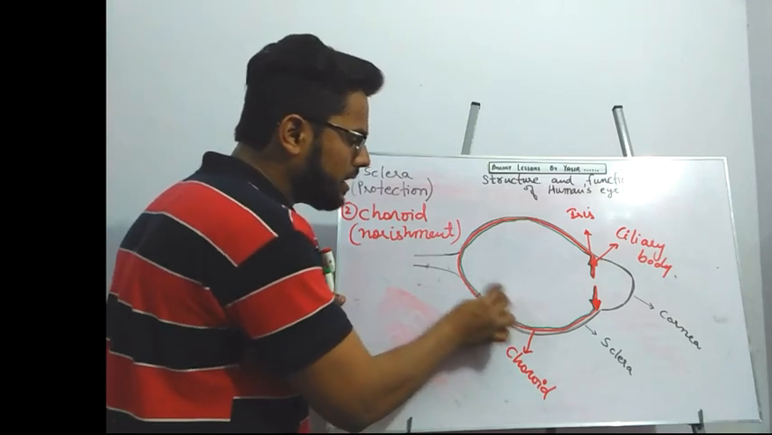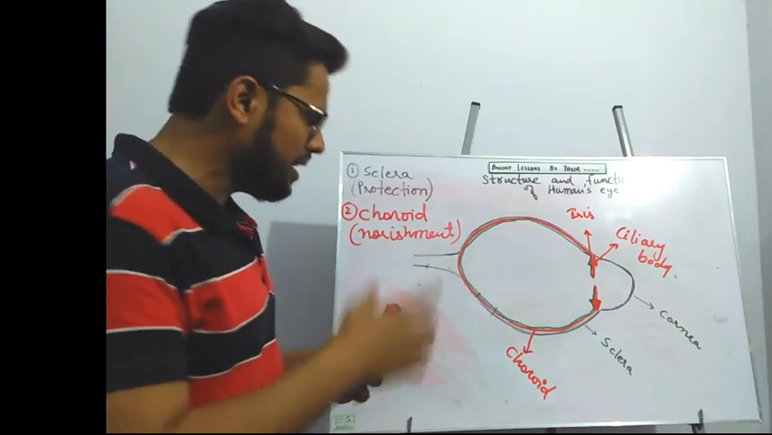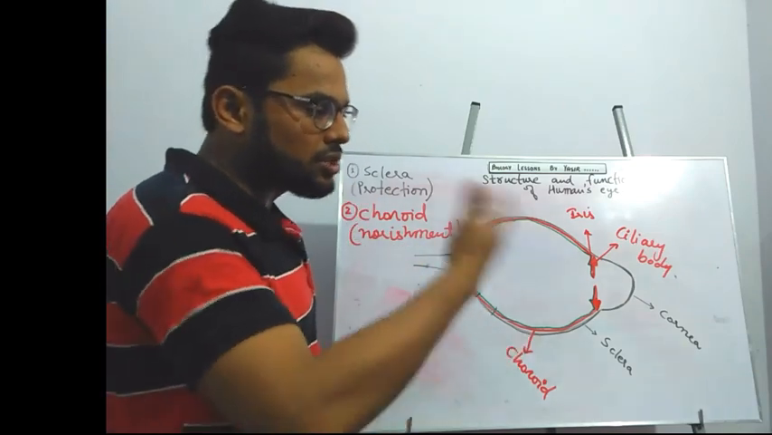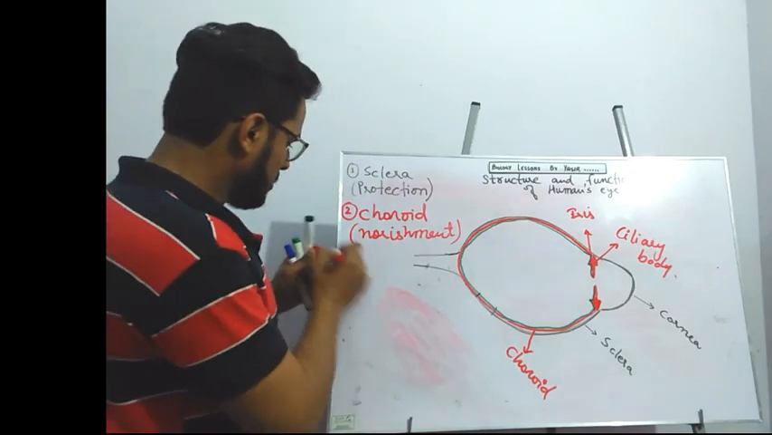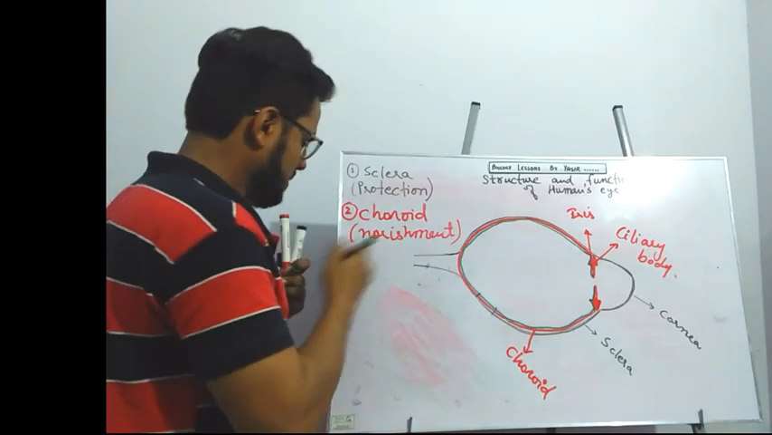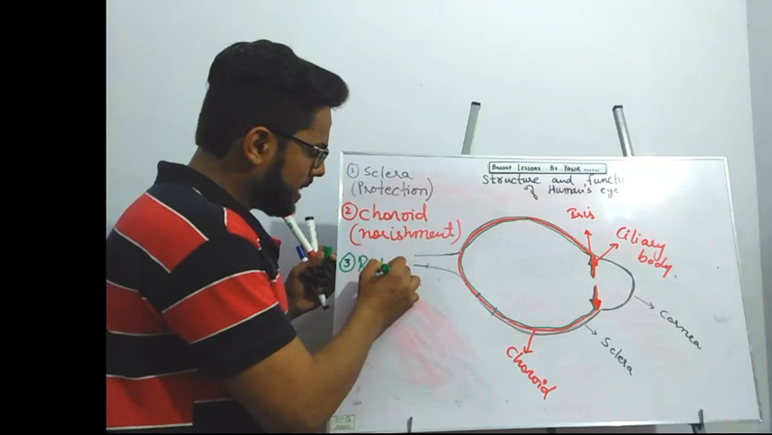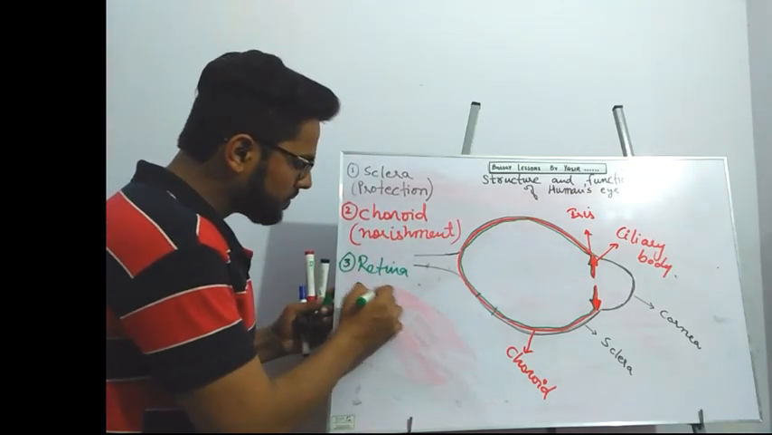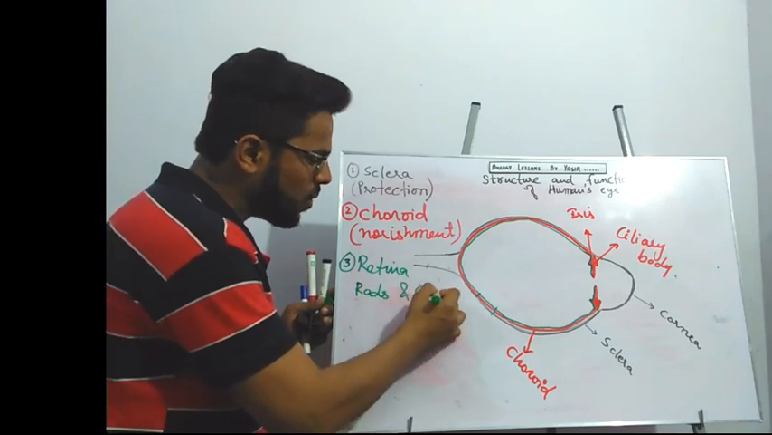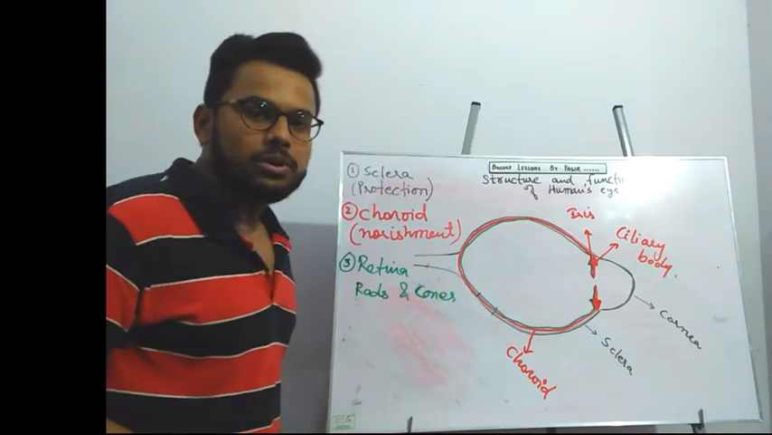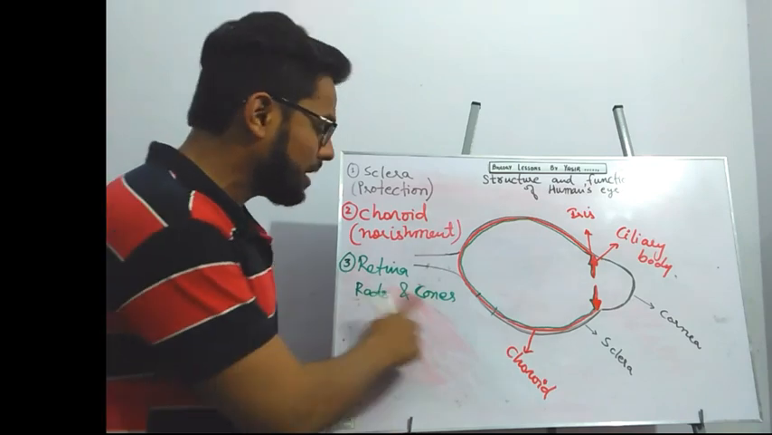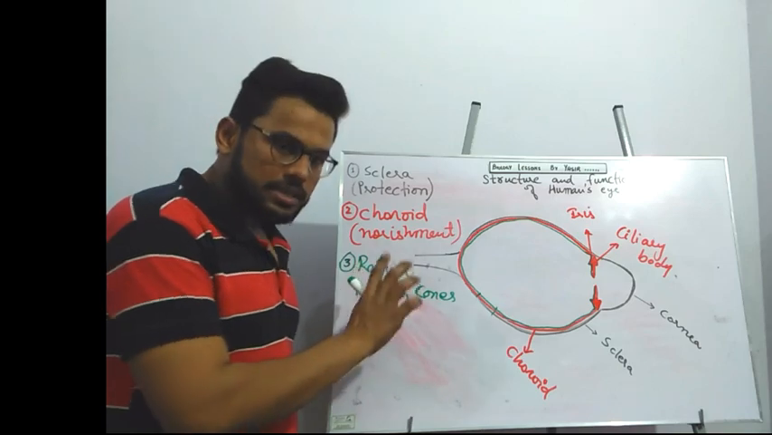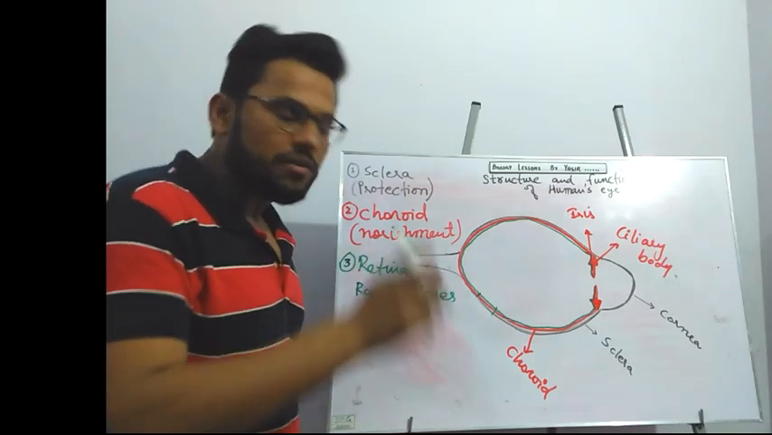Of these, the main functional layer of the eye, which is responsible for the creation of the image, is the neural layer. So the third layer we have is the retina. Retina has a neural layer and a pigmental layer. The neural layer has two types of cells, rods and cones. Rods and cones are two types of neurons, and they are present in the neural layer of the retina.